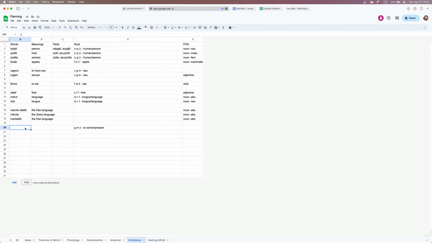So we have some basis for knaktil, person, knatli, man, knatla, woman, ua. So we could just do the regular ua thing for a thing of gumach. So gumach, dish, plate. This is a noun that's inanimate.